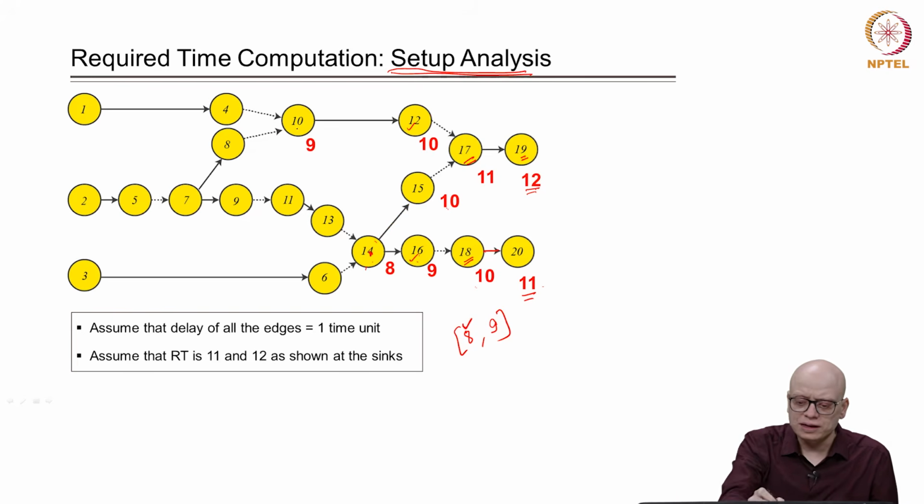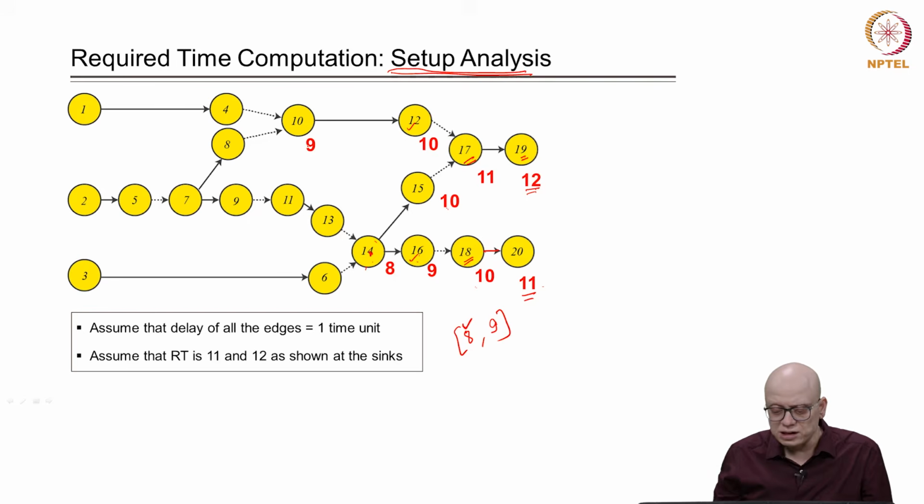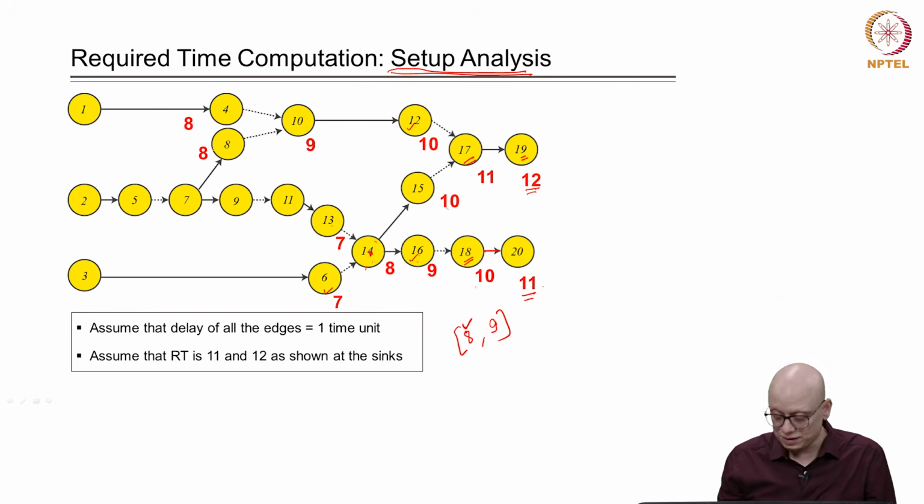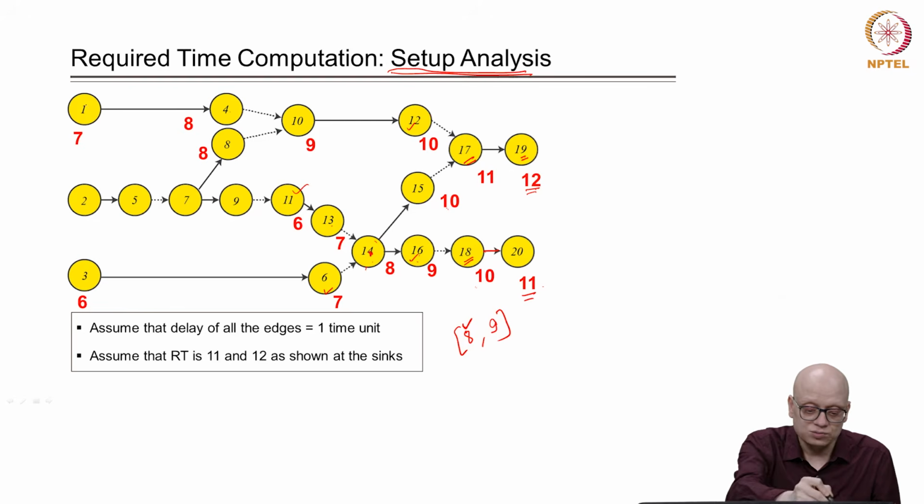Similarly, for vertex 10 there was no ambiguity, 10 minus 1 is 9. Similarly, we can compute for vertex 6, 8 minus 1 is 7. Similarly, for 13, and for 4 and 8 we can compute the required time, and go on progressing, doing it for vertex 11 and then vertex 1 and vertex 3, right.